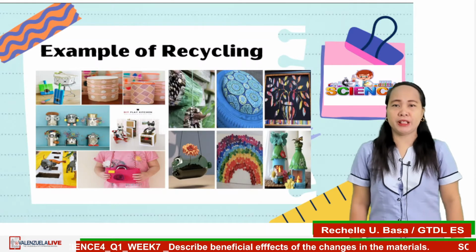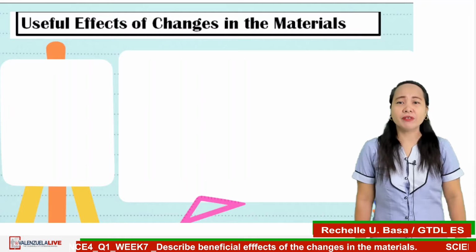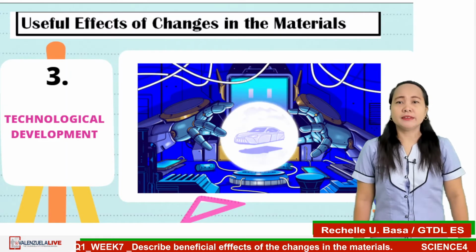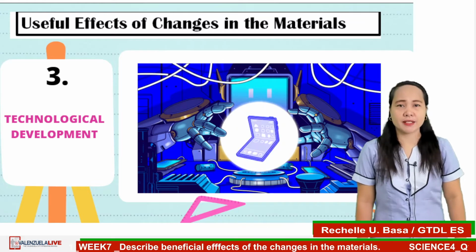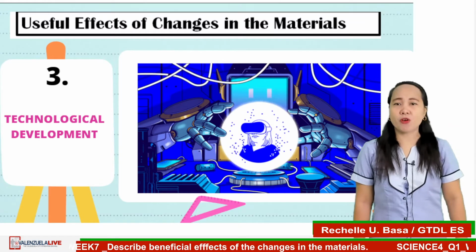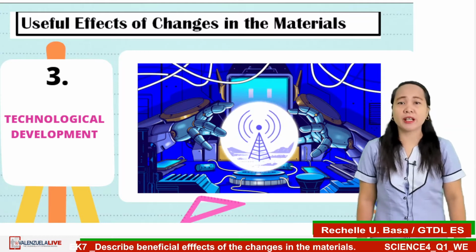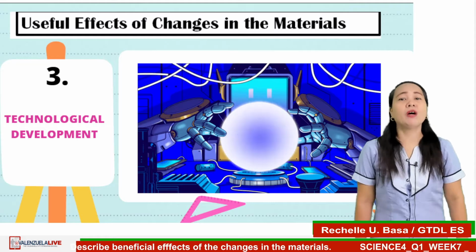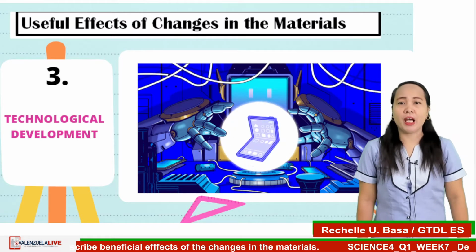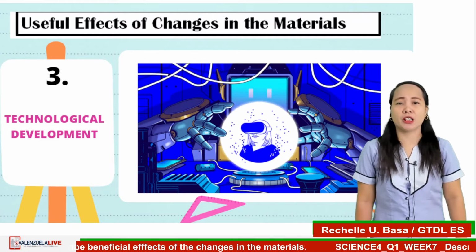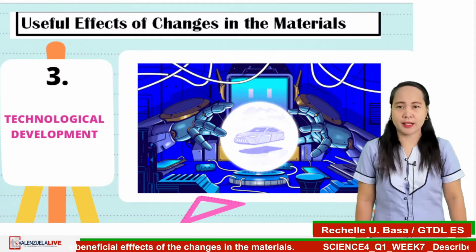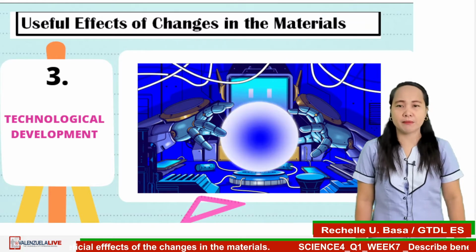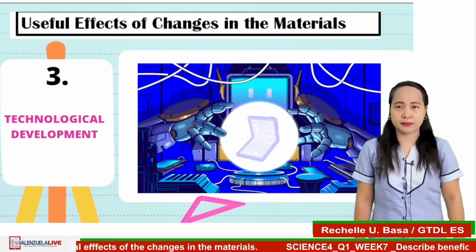And for number 3, we have technological development. Technological development means an invention, discovery, composition, creation, enhancement, better stewardship of our natural resources, and conversion to solar and renewable energy sources. And these have been shown to have an enormous positive impact on the environment.